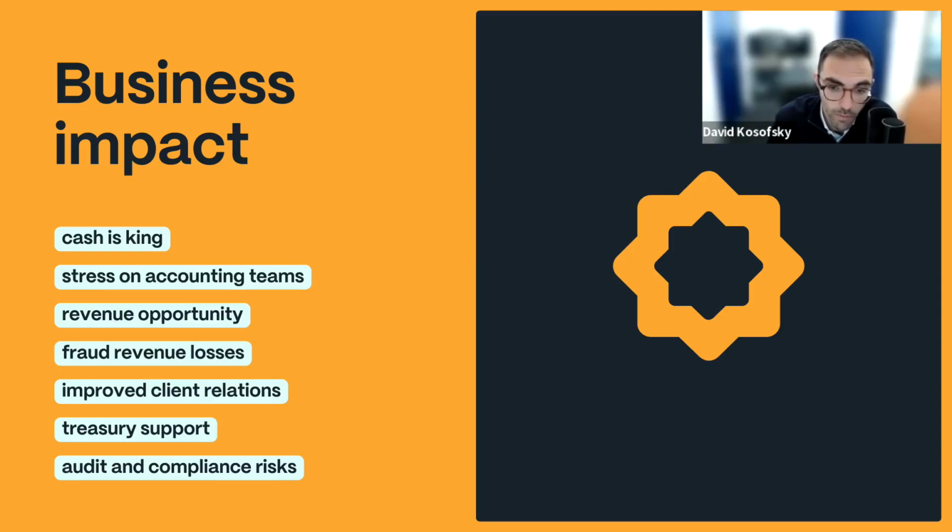Another important one is treasury support. A lot of treasury departments are moving from what's called a custodian model to a strategic approach. So the better systems that are in place, the more information there'll be for these treasury teams and cash management teams to make strategic decisions.